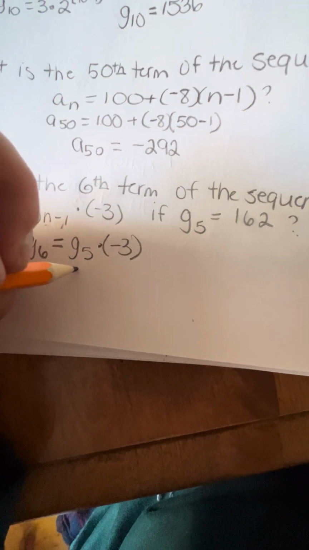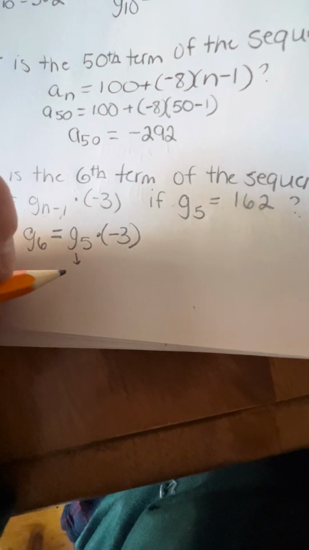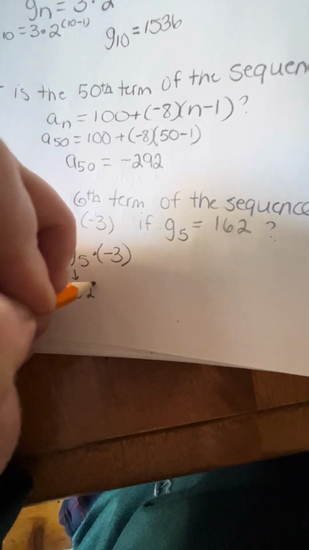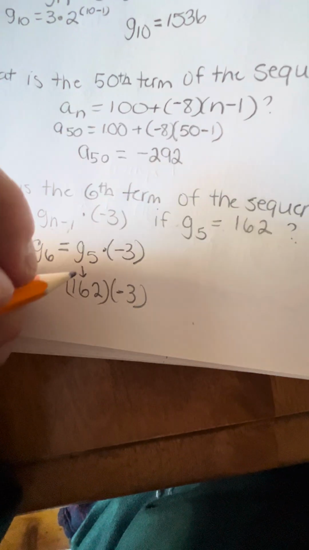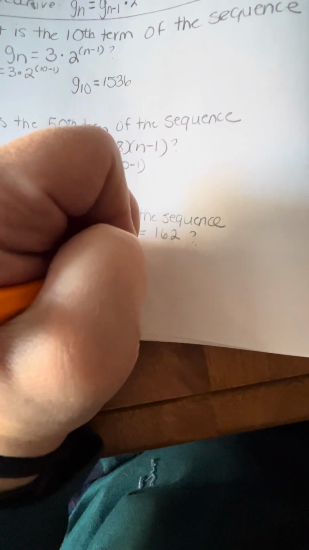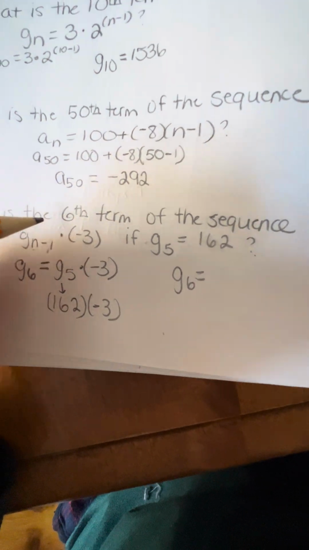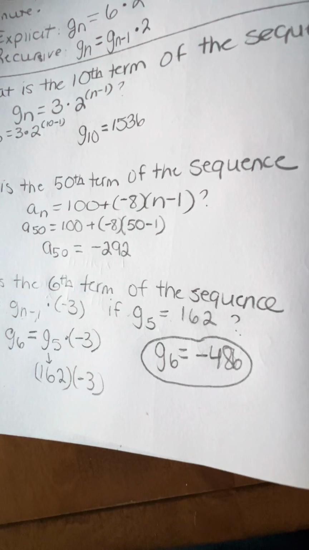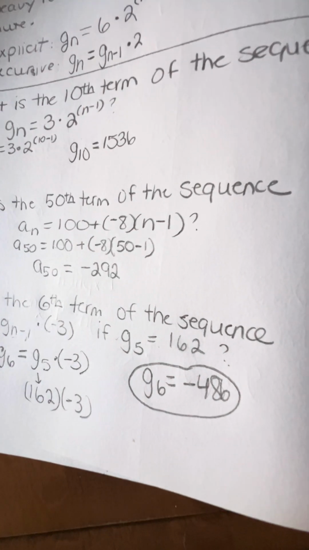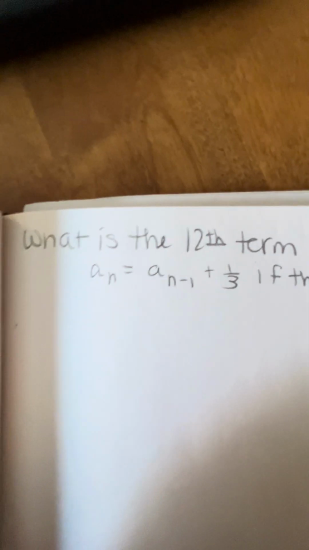So again, we're going to replace that g sub 5 because we know that g sub 5 is 162. So I'm going to do 162 times a negative 3, and I'm going to get my answer. So that means that g sub 6 is negative 486. So that's how I would use the recursive for a geometric sequence, knowing the fifth term in order to get the sixth. Now I'm going to go up here and do an arithmetic one.